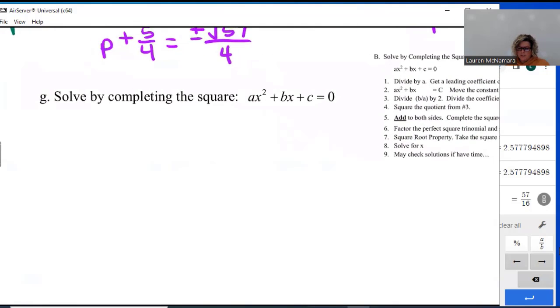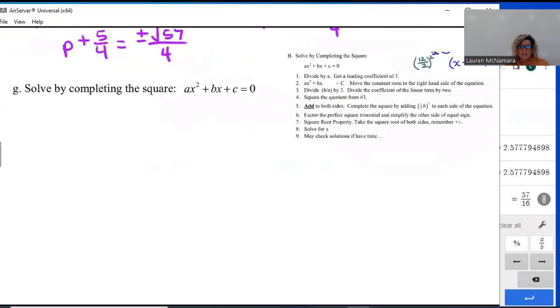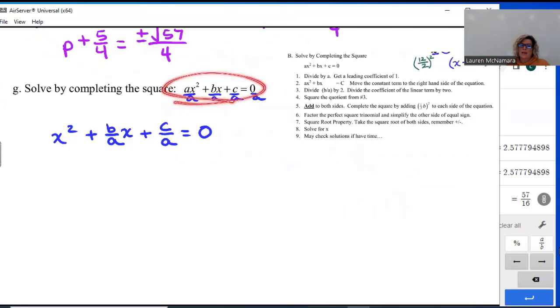All right, so it's in standard form. The first thing I'm going to do is divide everything by a, because technically I have a coefficient on my x squared. So I'm going to divide everything by a. That leaves me with x squared plus b divided by a, x plus c divided by a equals 0. What I did right there was divide everything by a so that the coefficient of my x squared is 1.